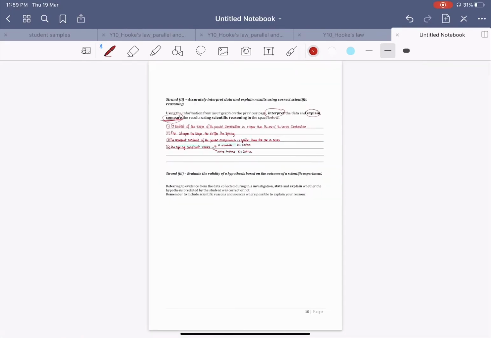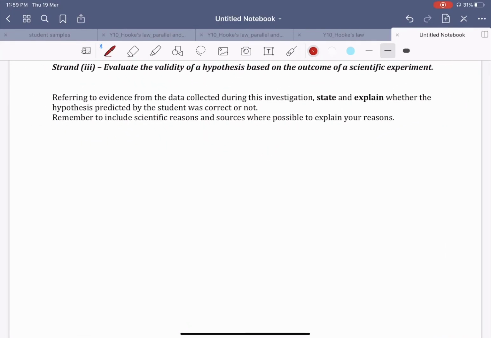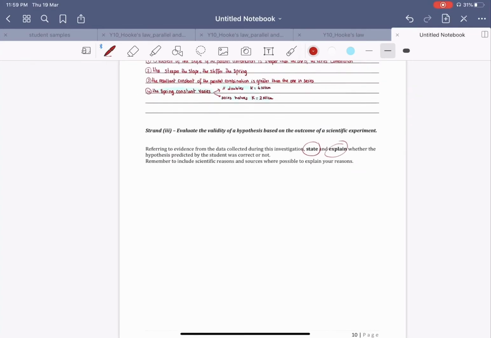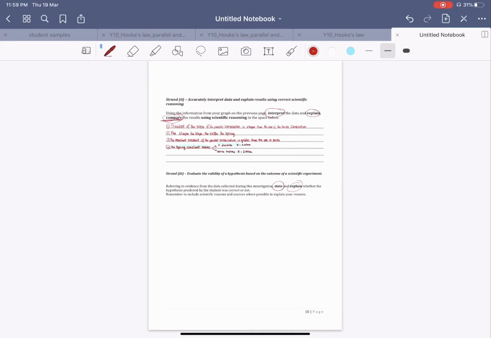Okay? Now, last thing is referring to the evidence, state and explain. State and explain whether the hypothesis predicted is correct or wrong. So let's see where's my hypothesis. I think this one. No, this one.